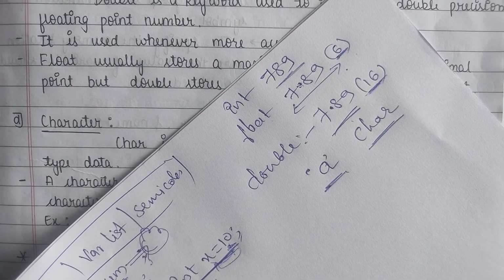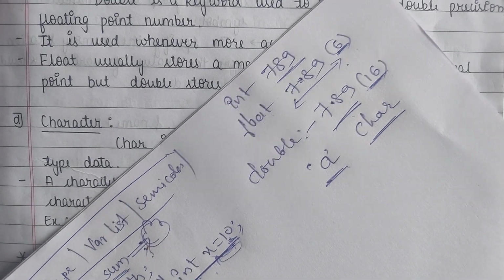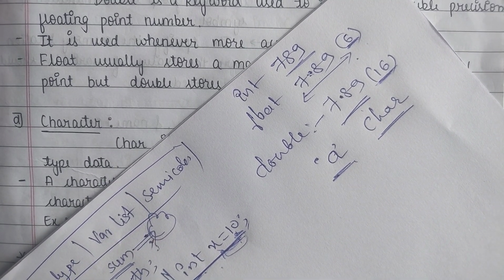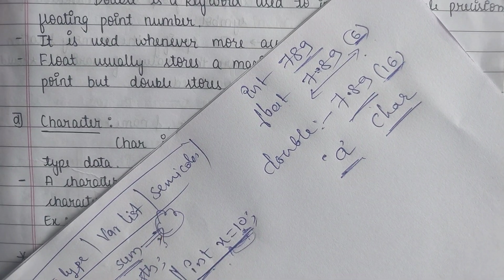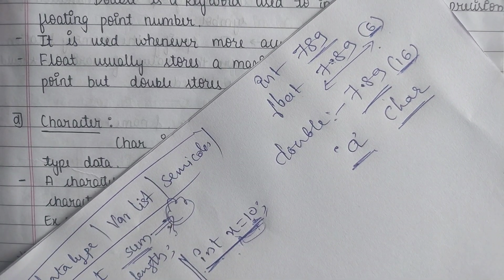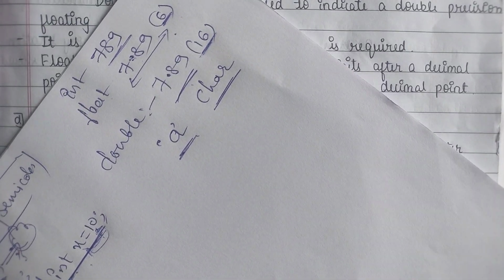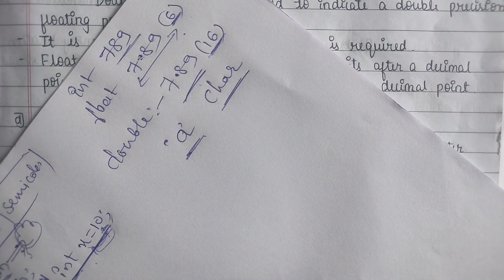These are the 4 data types, and today's topic is the most important one, that is the data types in C, and it is compulsory for the exam. In your examination, compulsorily one question on the data types of C: explain all the data types of C, or explain built-in data types in C.